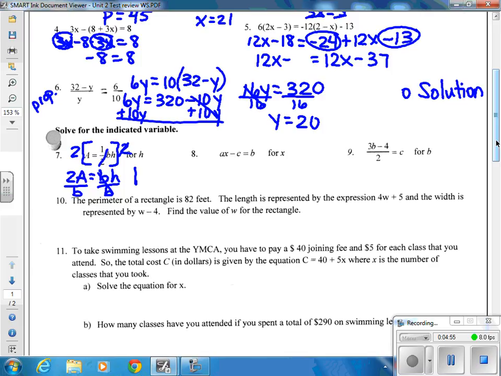So your final answer says h equals 2 capital A divided by little b. Right? And that problem is done. For number 8, we want the x to stay, so we're going to have to get rid of the c first. The way we do that is by adding c to both sides. So now you're looking at ax equals b plus c.